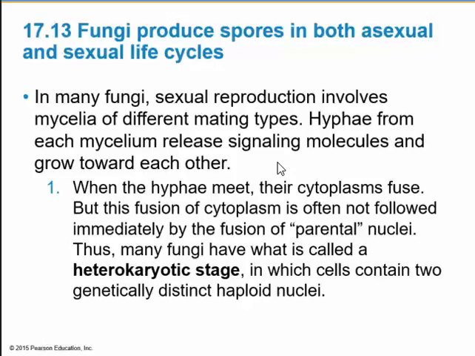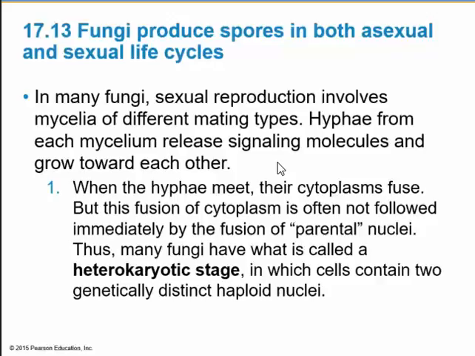Sexual reproduction involves two different mycelia, two different fungal organisms. And they don't have sexes, male and female. Instead, they have different mating types, which we represent as plus and minus. And they release chemical signals to attract one to the other. Plus and minus get together. Two pluses do not. Two minuses do not. It has to be plus and minus. Okay. When they meet their hyphae, they will fuse their cytoplasms.